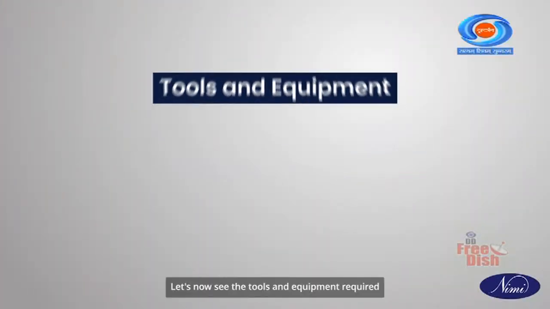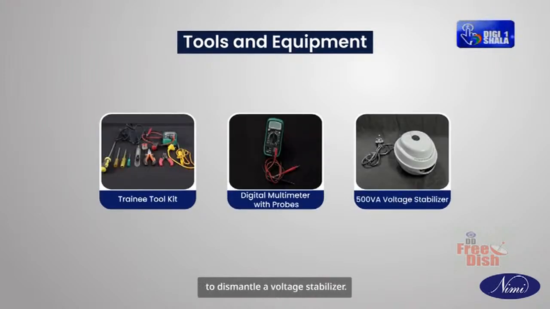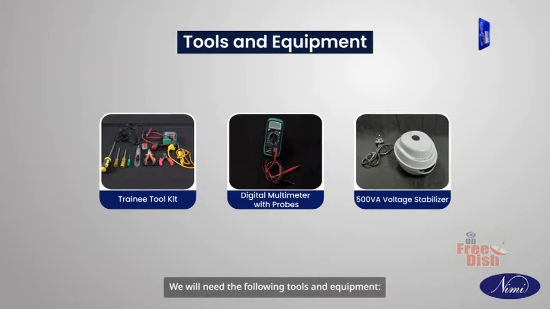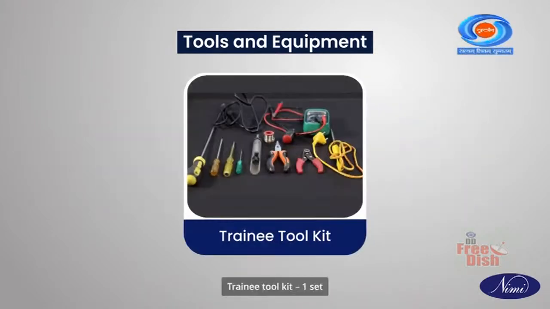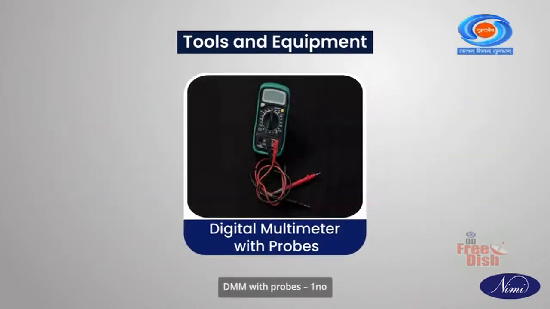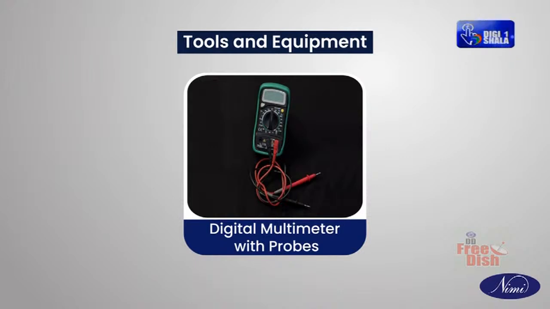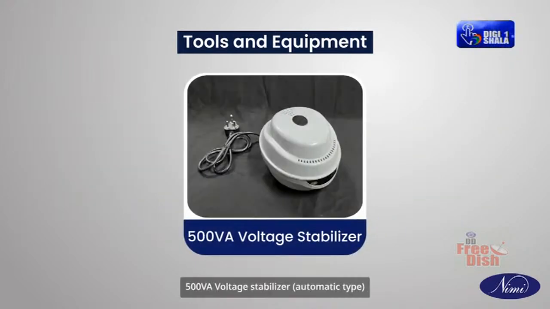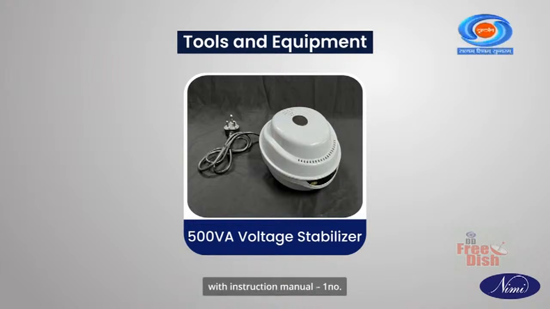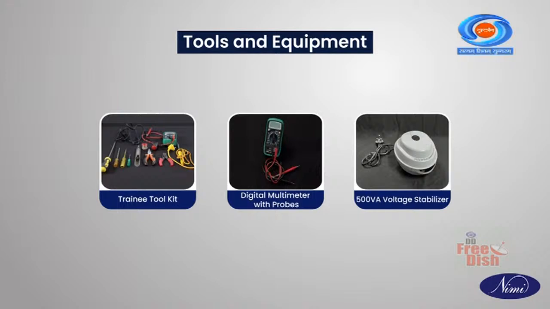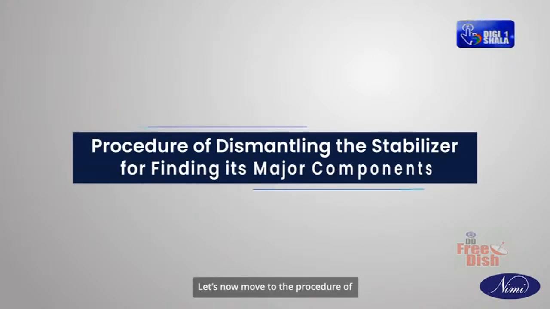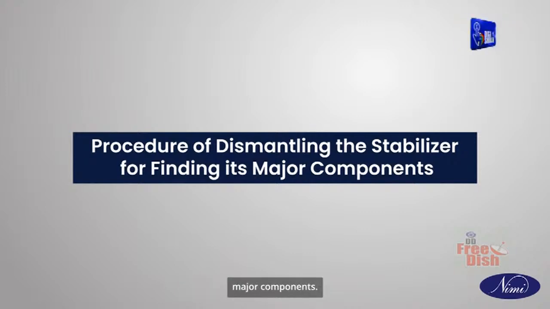Let's now see the tools and equipment required to dismantle a voltage stabilizer. We will need the following tools and equipment: trainee toolkit 1 set, DMM with probes 1 number, 500 VA voltage stabilizer automatic type with instruction manual 1 number. Let's now move to the procedure of dismantling the stabilizer for finding its major components.